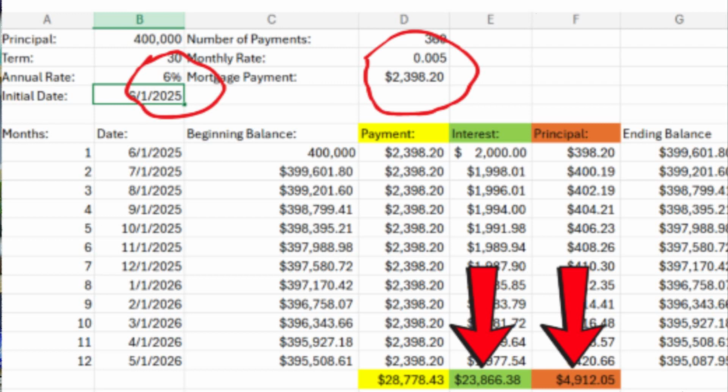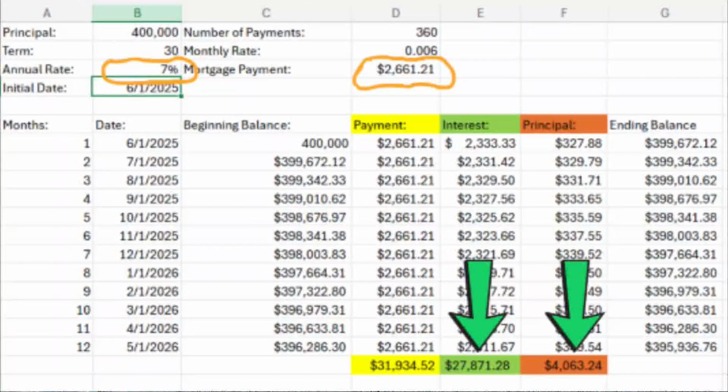So, as we see here, the monthly payment you have to pay for a 6% interest rate is $2,398. The total amount of interest is $23,866. The total amount of principal is $4,912.